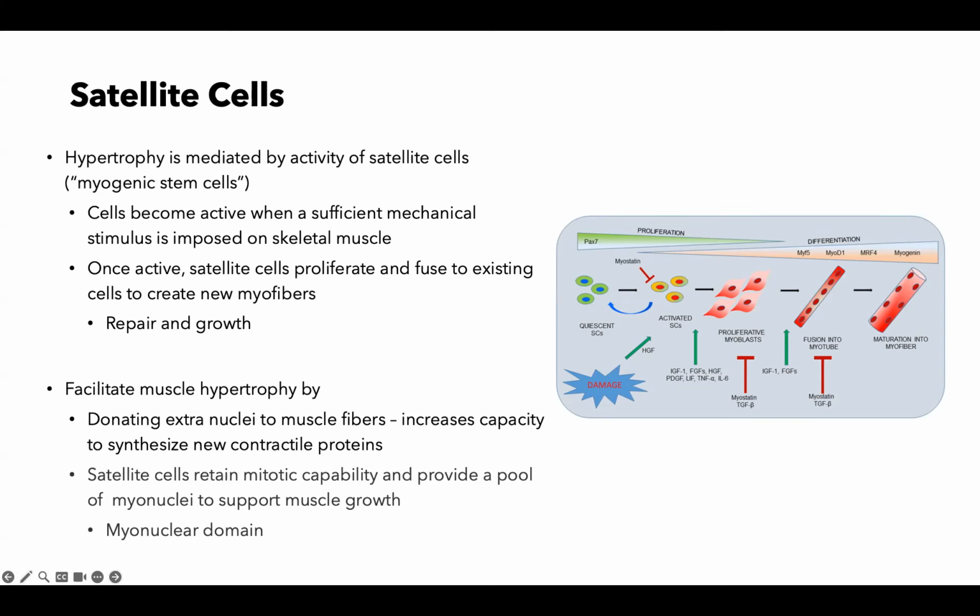Some more specifics around satellite cells is that they're going to facilitate muscle hypertrophy by donating extra nuclei to muscle fibers, which increases the capacity to synthesize new contractile proteins. They do retain the ability to provide a pool of myonuclei to support muscle growth. And given that muscles are comprised of multiple myonuclear domains, hypertrophy could conceivably occur as a result of either an increase in the number of domains, which satellite cells are helping with, or an increase in the size of existing domains. And both are thought to occur in hypertrophy, with a significant contribution again from satellite cells.